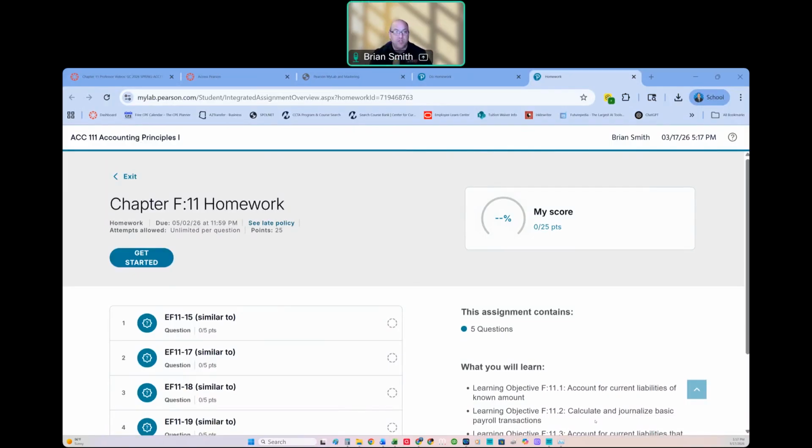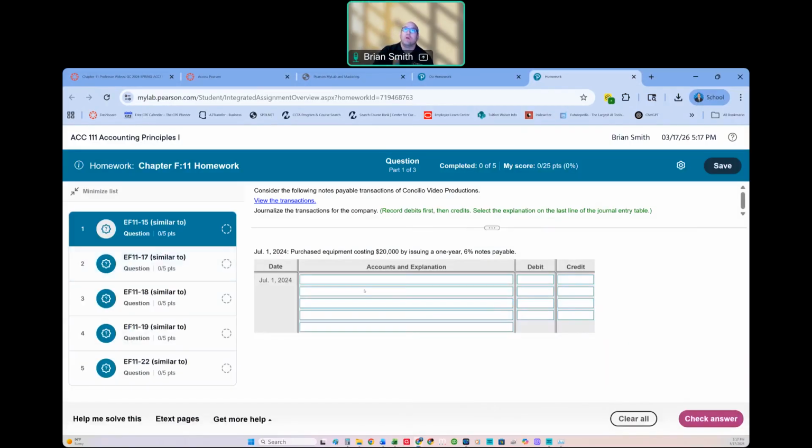Hello, welcome to chapter 11, where we are going to get onto the homework. All right, chapter 11, we're dealing with current liabilities for the most part. So let's see what our first one is. Looks like we purchased equipment costing $20,000 by issuing a 1-year 6% note payable.